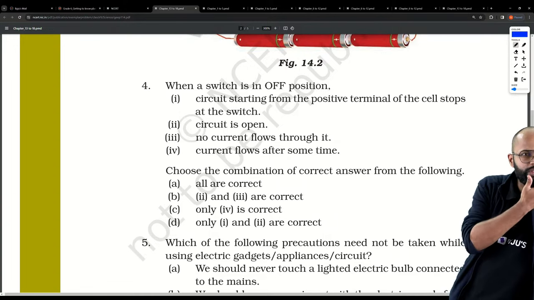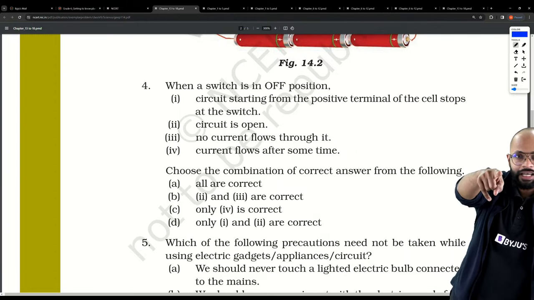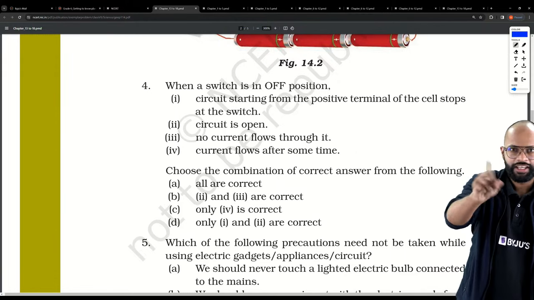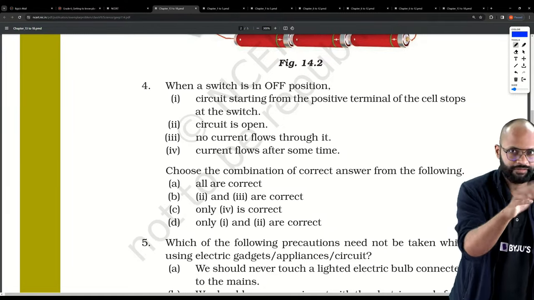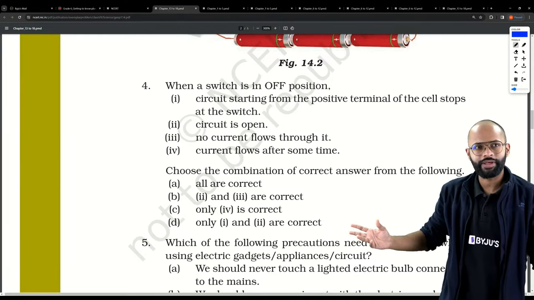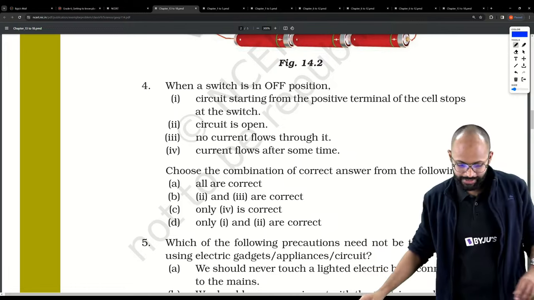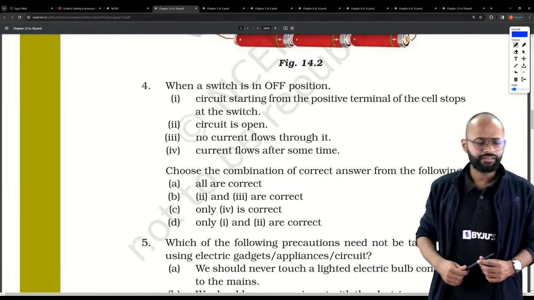But current flows from positive to negative. Yes, that is the direction, but that doesn't mean it starts from positive. Current flows from positive to negative, but doesn't mean it starts from positive. It is throughout the wire it flows together. Good.